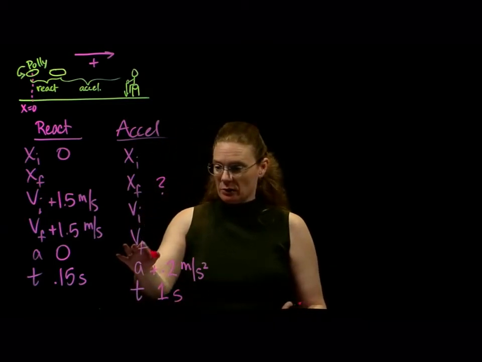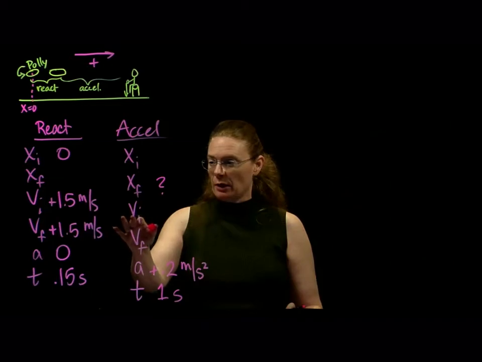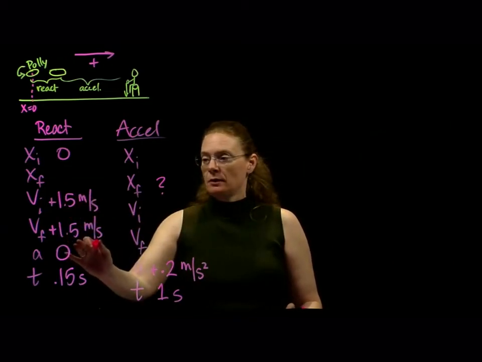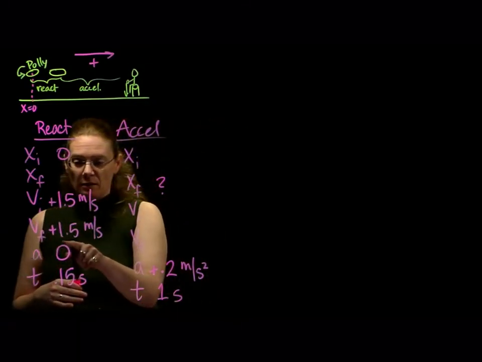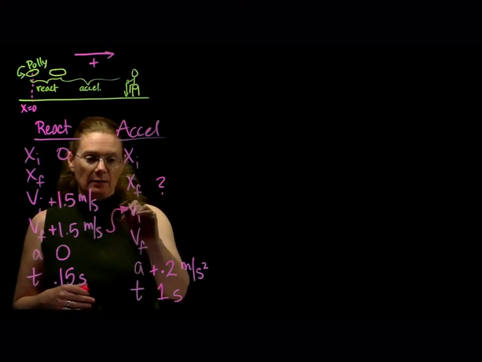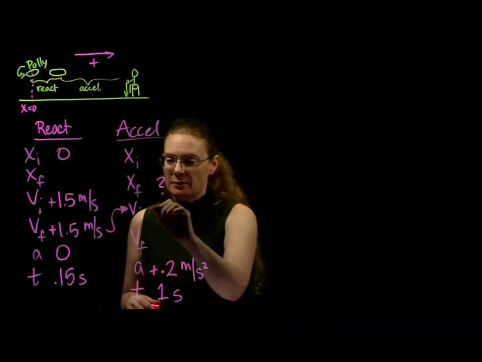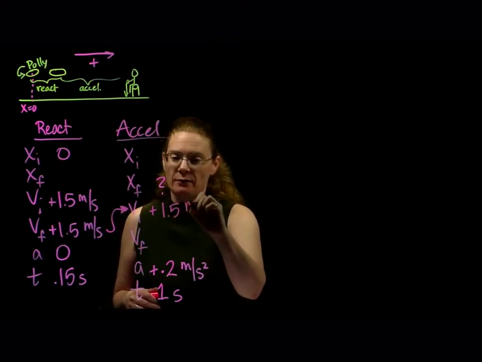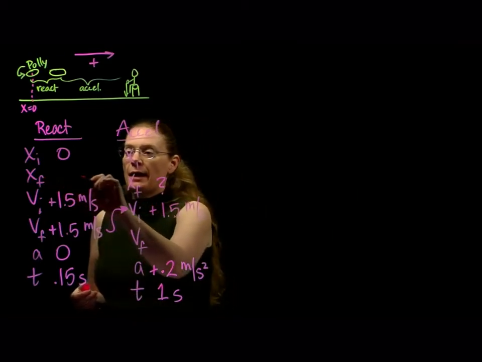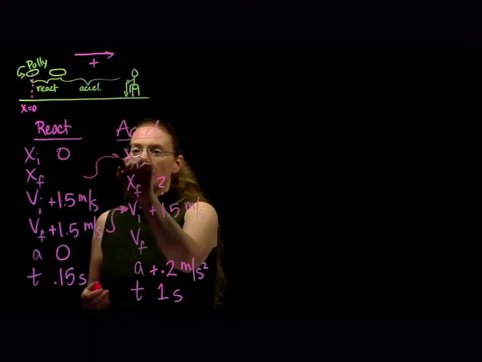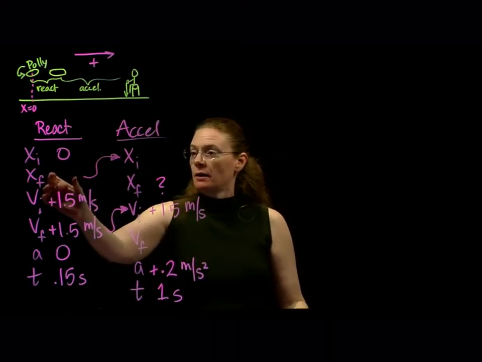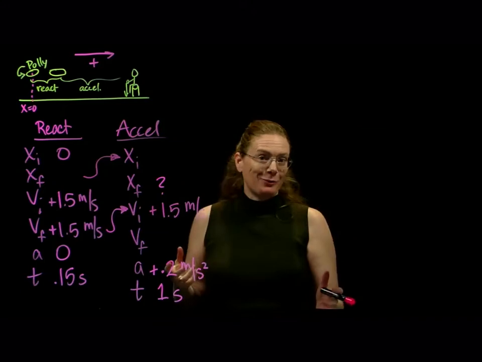Do we know how fast she's going at the end? No. How fast is she going at the beginning? Yes, I do know this because this leads right into that. So her final velocity in the reaction phase is the same as her initial velocity in the acceleration phase. So I know that is 1.5 meters per second. Similarly, I know that wherever she ends up in the reaction phase is where she starts her acceleration phase. So if I could get this, I could get this. Maybe I don't need it.